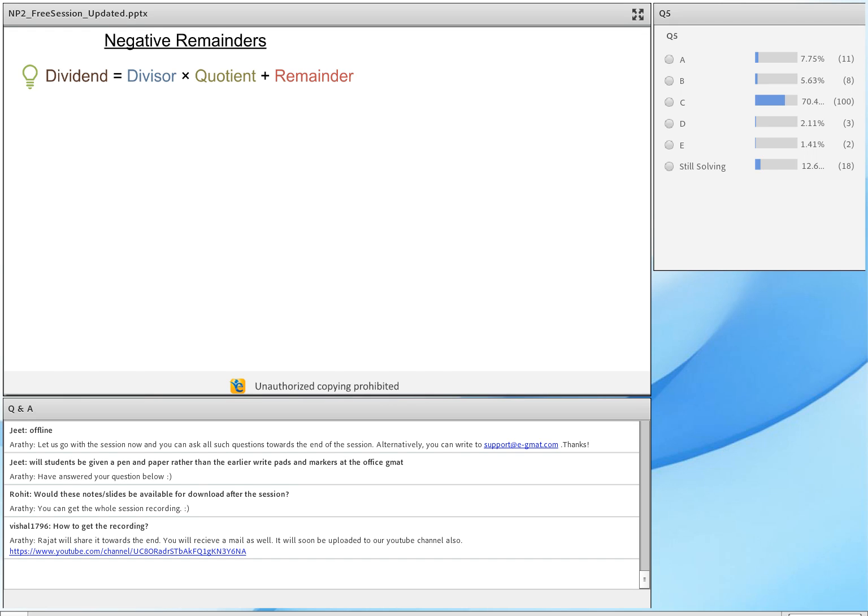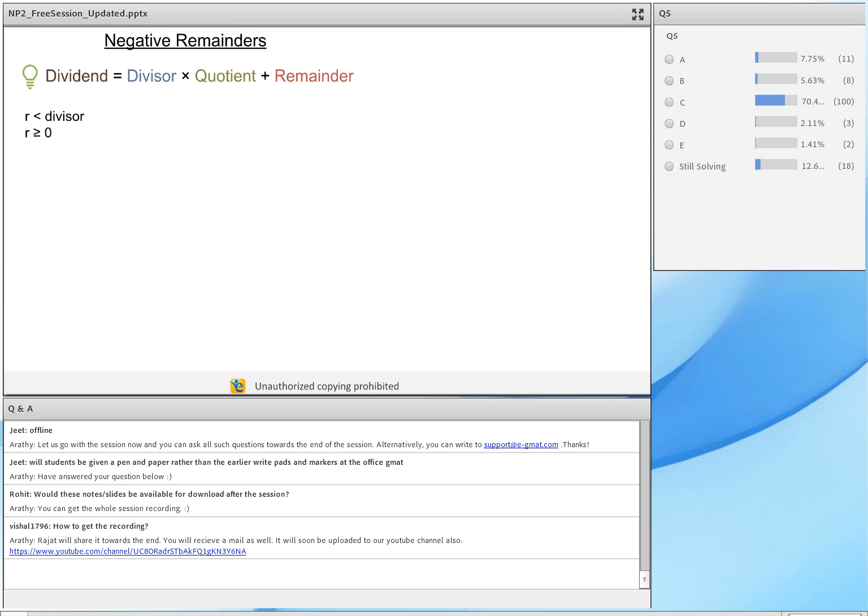It stems from again the same equation, the remainder equation, where dividend is divisor times quotient plus remainder. And again the remainder has to be greater than or equal to 0, and it has to be less than the divisor. That constraint always is there.